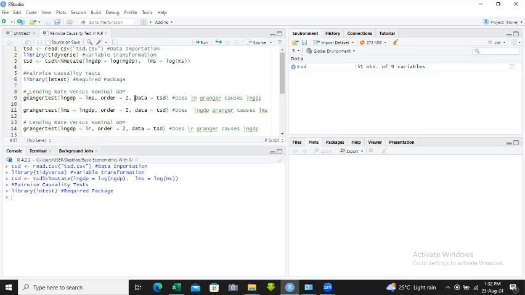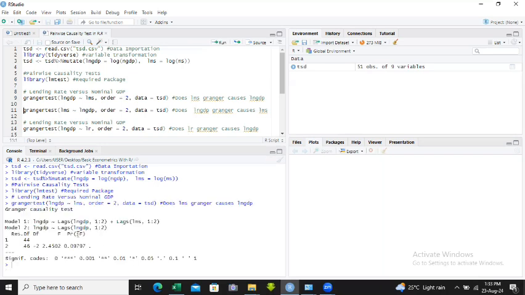So the function we'll be using is called grangertest. Okay, so you can see the structure. The argument here is LNGDP, that is the dependent variable, while LMS is the independent variable. So we want to know whether LMS Granger causes LNGDP. And the order of lag we are using now is 2, comma, data, the name of our data is TSD. So let me run that to see the result.